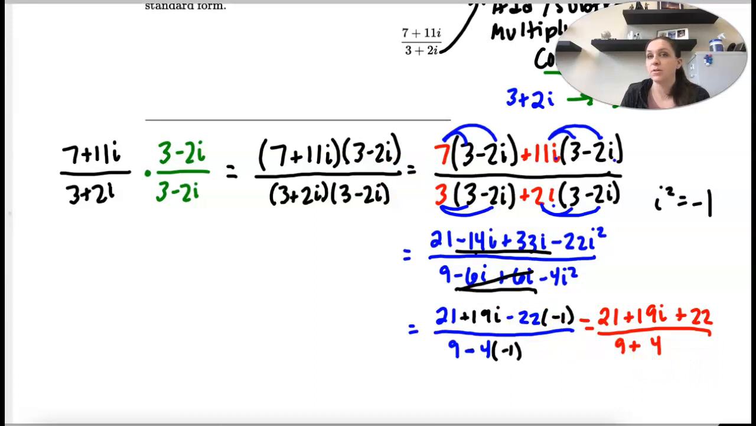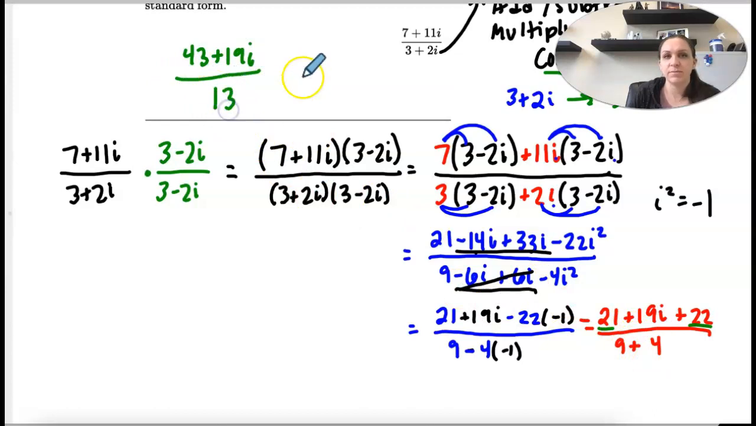And we're so close. We have these like terms right here. 21 plus 22 is 43, plus 19i, divided by 9 plus 4 is 13. And this would be our answer. That's our final answer.